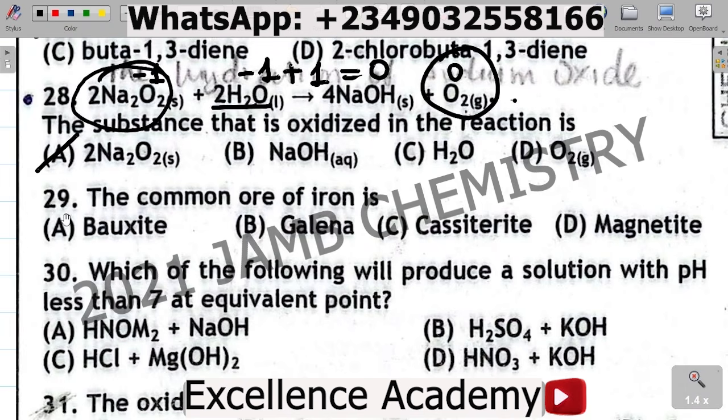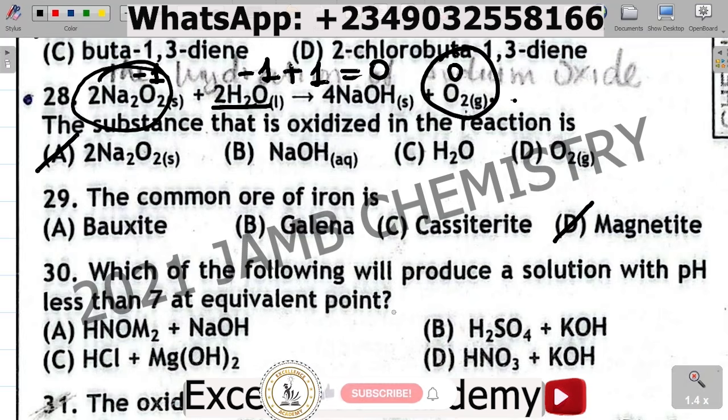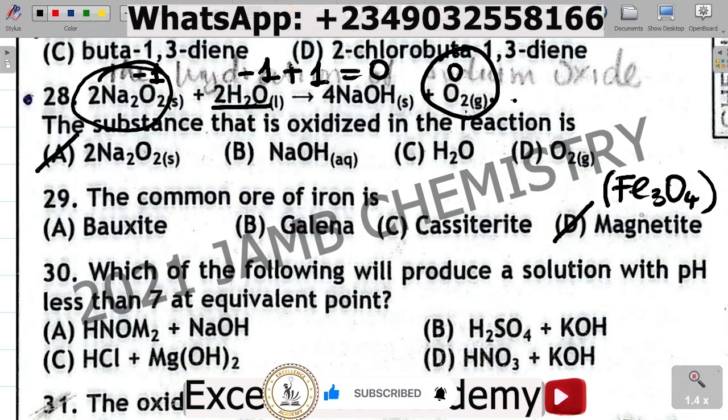Okay, question 29. 29 says the common ore of iron is A, bauxite, B, galena, C, cassiterite, D, magnetite. Now for 29 here, the simple answer there is D, magnetite, right? Magnetite is the common ore of iron. The chemical formula for this is Fe3O4, right? So magnetite is an important iron ore. So that's the correct answer.